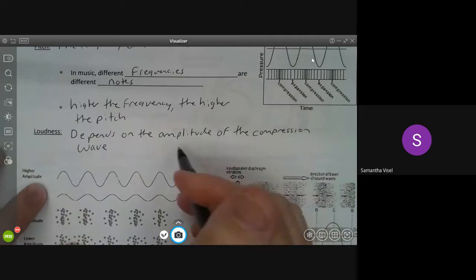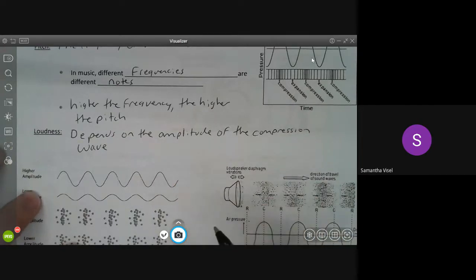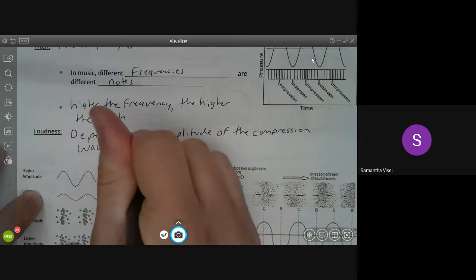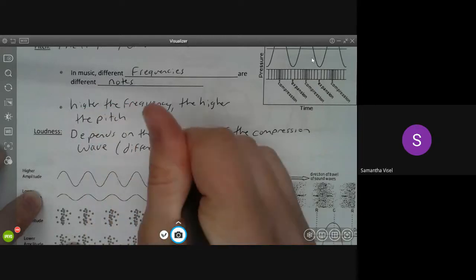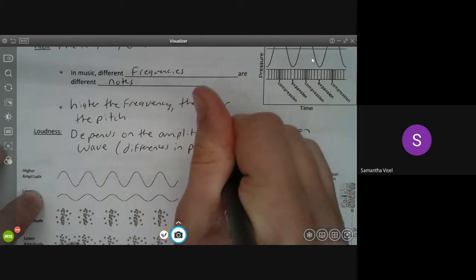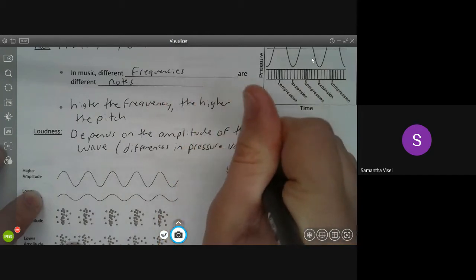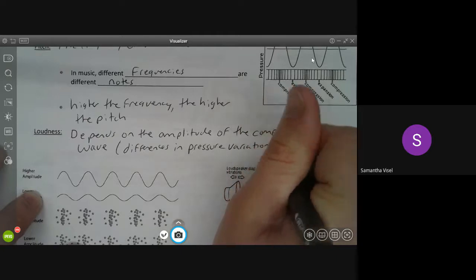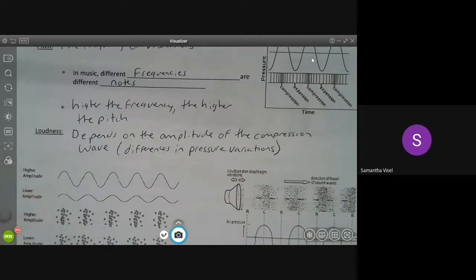Now, the way in which we visualize or measure amplitude when it comes to compression waves is the differences in pressure variations. So it depends on the amplitude of the compression wave or the differences in pressure variations.